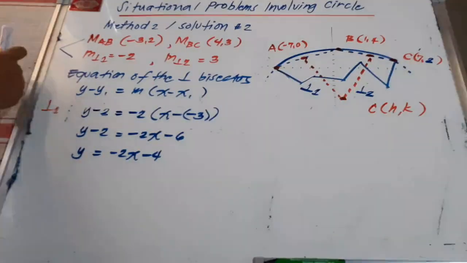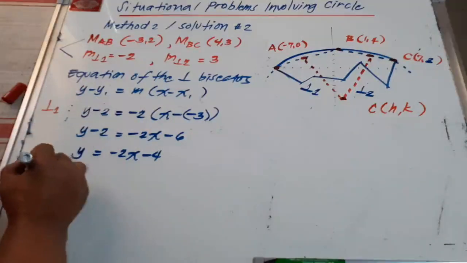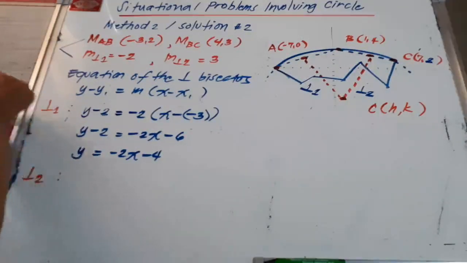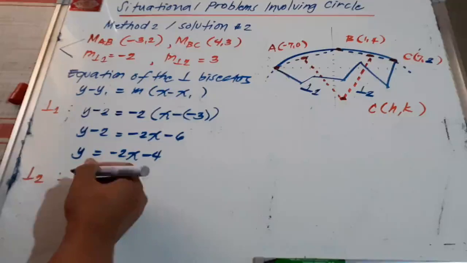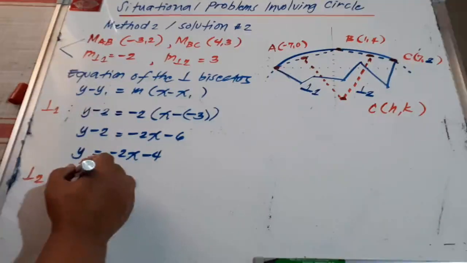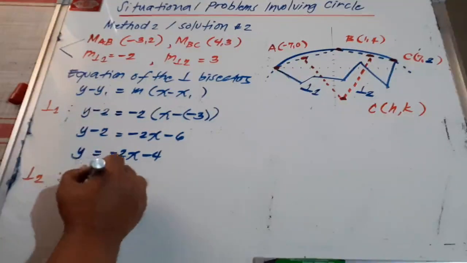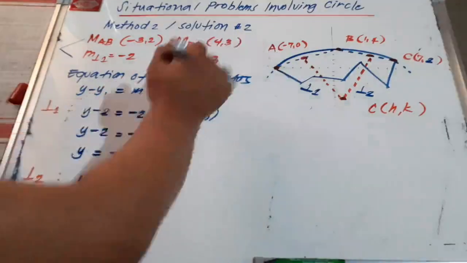For the second perpendicular bisector, we have, again, same equation of straight line, y minus, our y sub 1 here is 3.